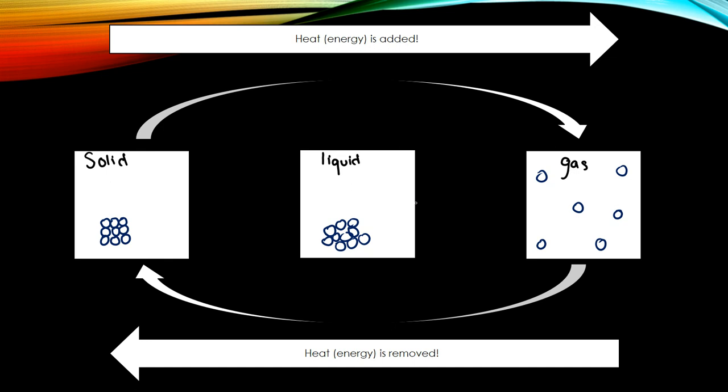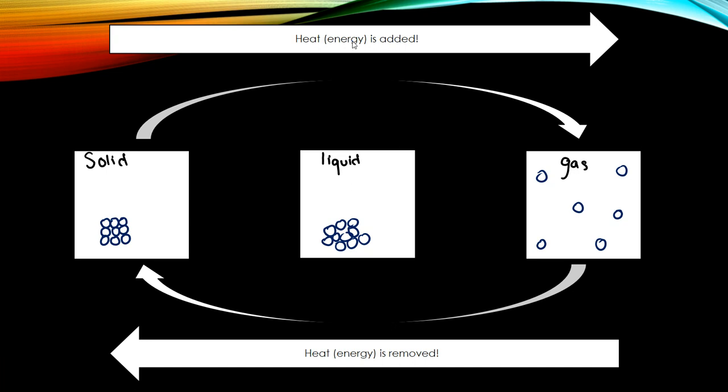Solids have very little, liquids are intermediate, and gases have the most. So we're going to talk about this from two standpoints. What happens? How can we name these phase changes as heat, or what we really mean is just energy, is added? Heat is just a form of energy.